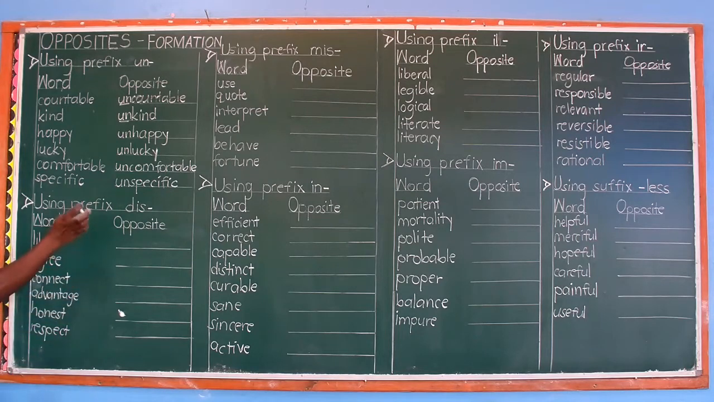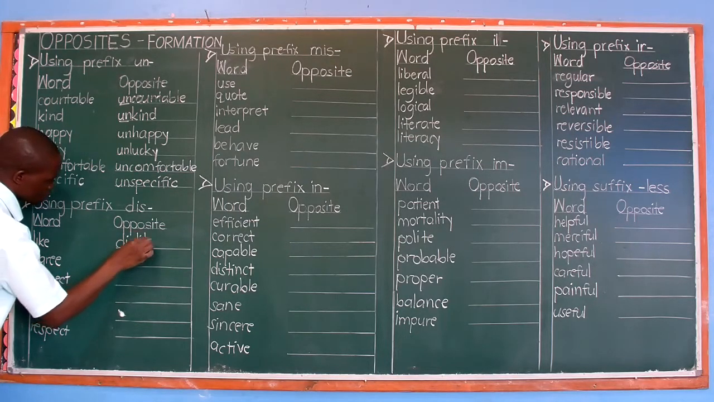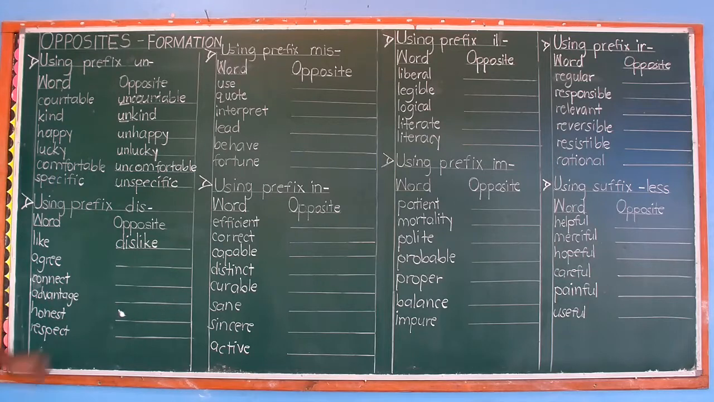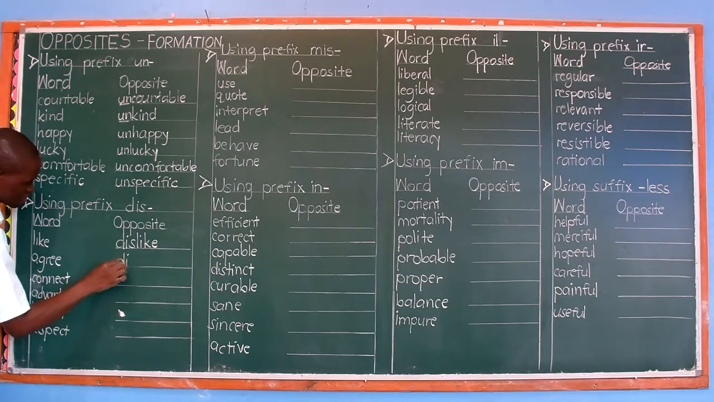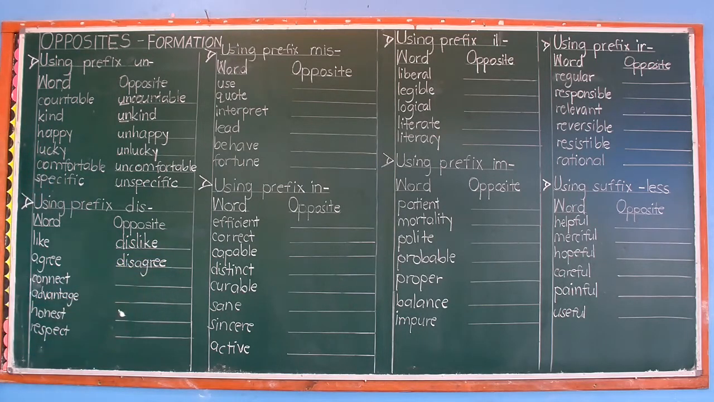I take you to the next part where we're using prefix dis to form the given words, to change the given words to the opposites. Like, like changes to dislike. Then agree. If you don't agree with someone, we say you have disagreed. So disagree is our opposite of agree.